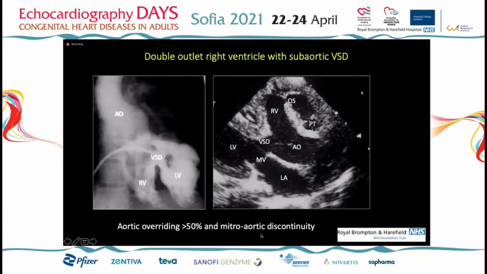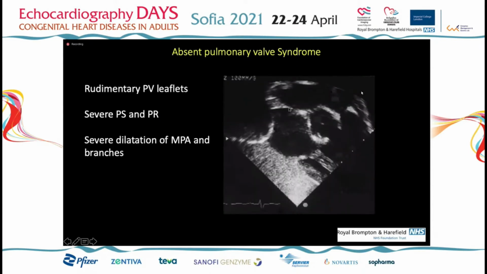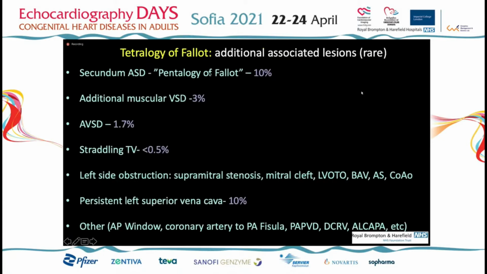And in this case, also the mitral-aortic continuity is lost. This is not the case of an absent pulmonary valve syndrome. So going back to the subcostal view, the anterior oblique view shows a subaortic VSD in a very similar position to tetralogy, but in this case, the pulmonary valve leaflets are rudimentary, and there is severe pulmonary stenosis plus severe pulmonary regurgitation with an aneurysmal dilatation of the pulmonary branches and pulmonary trunk.